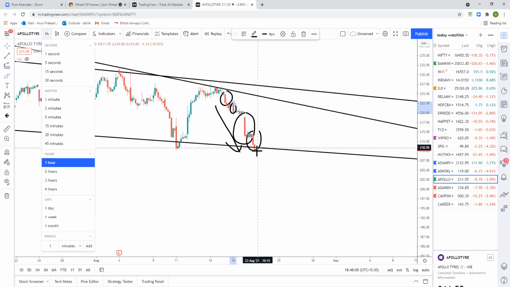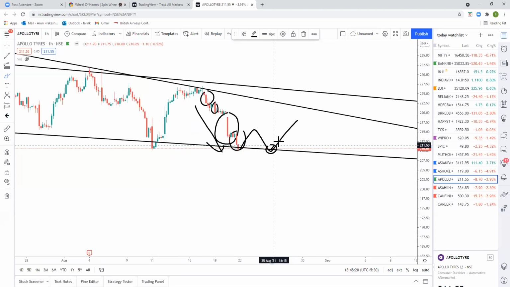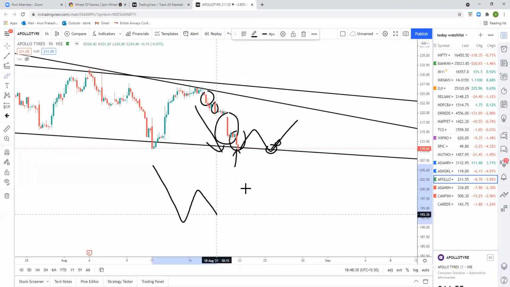But I would not move Apollo Tyres out of my watch list. Maybe for tomorrow and the day after tomorrow I would avoid trading in Apollo Tyres, but I will come back and check it. If I am getting the second bounce here, then I would go ahead and trade in Apollo, and not at this point. Like I have mentioned previously, you wait for a base to form, a consolidation to form, and then go for it.